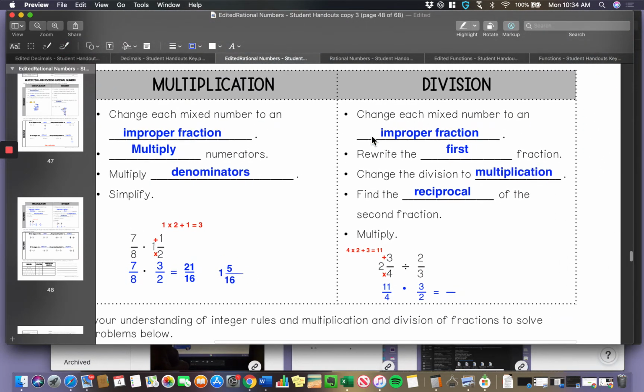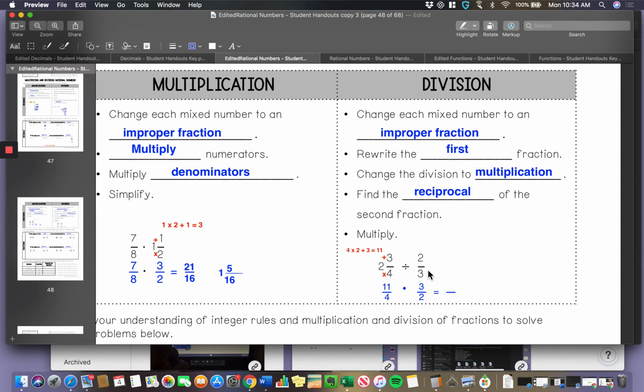All right, for division. This is where you keep, change, flip, if you remember some of the lessons from 6th grade. It says change each mixed number to an improper fraction. Rewrite the first fraction. Change the division to multiplication. Find the reciprocal of the second fraction, and then multiply. So this is keep: we're rewriting the first fraction. Change the sign from division to multiplication.